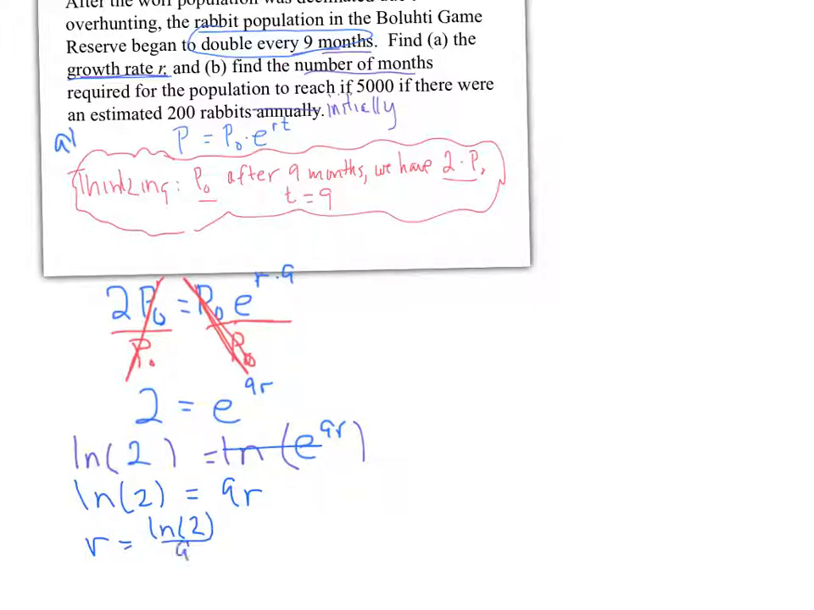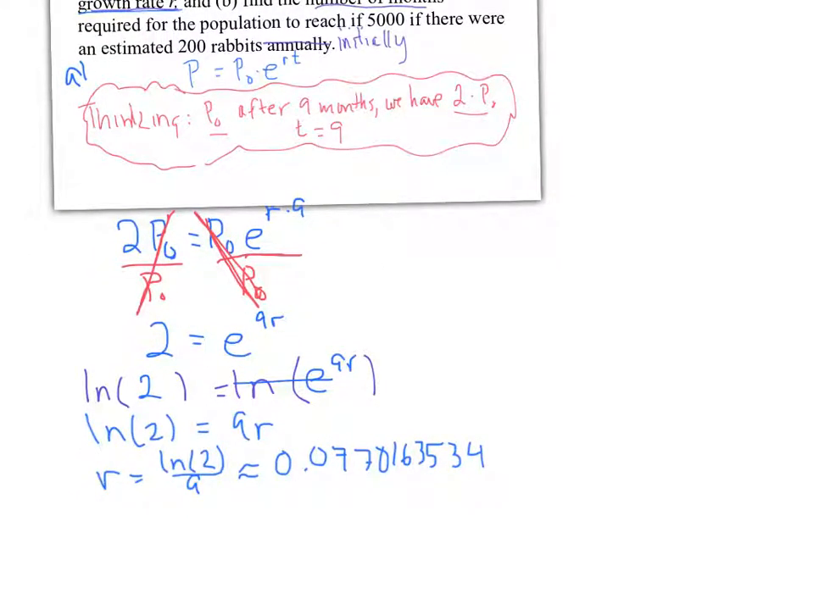Usually I leave my answer like this, but if you are going to round off, the growth rate is 0.0770163534. But if we're going to round off, I would say that the growth rate is about 7.70%. Okay, so we've done part A.